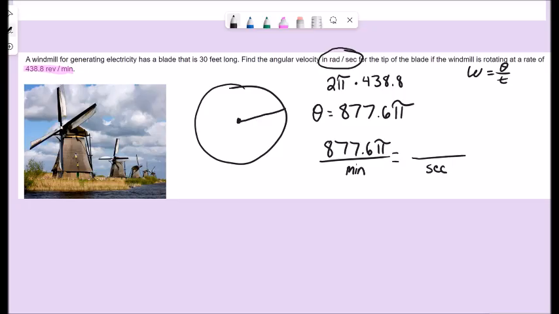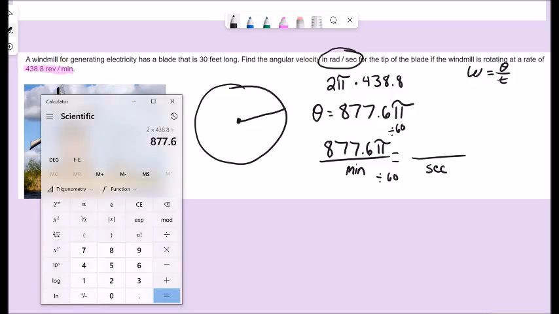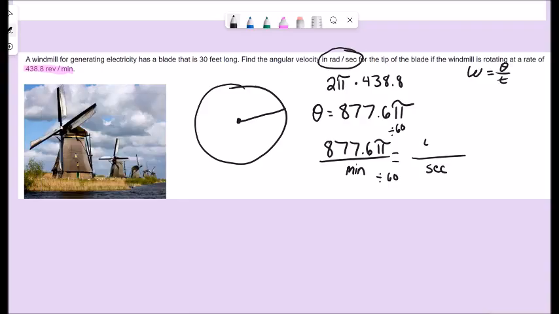So that's pretty simple, right? All we have to do is divide this 877.6 times pi by 60, just like you would divide a minute by 60 and get the number of seconds, which would be 1/60th. So let's go back here, 877.6, don't forget times pi, and now we can divide this by 60. All right, so it's about 46 radians per second. So around 46, we'll say. Notice that the 30 feet for the radius did not play a function in this equation.